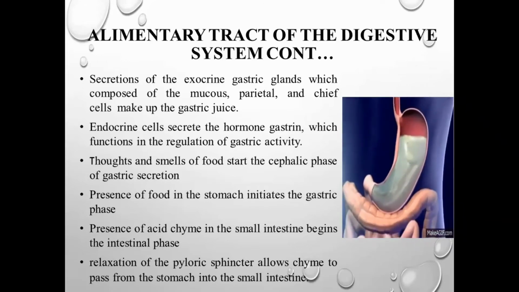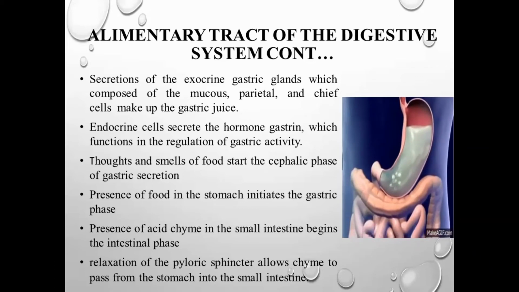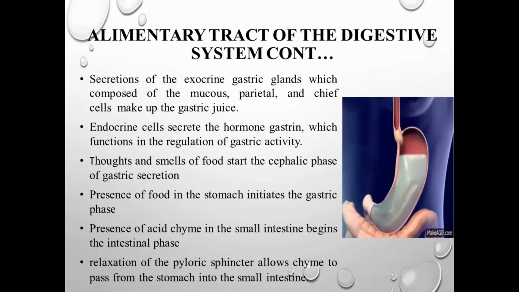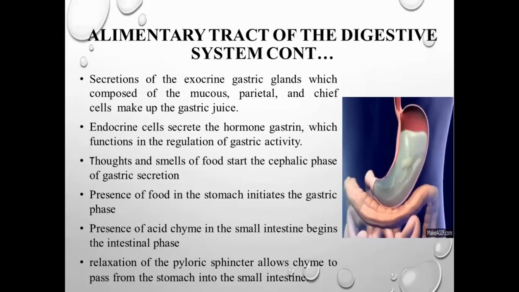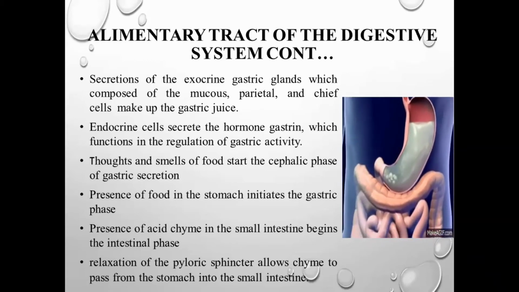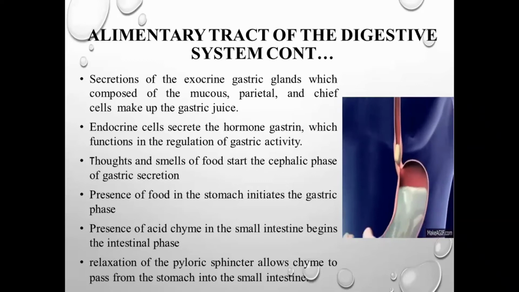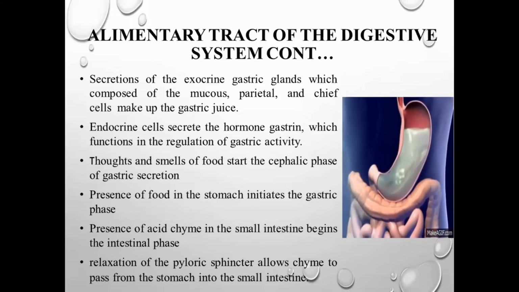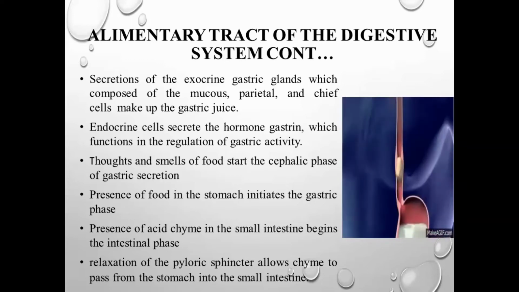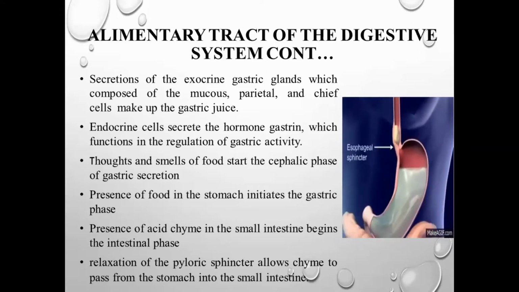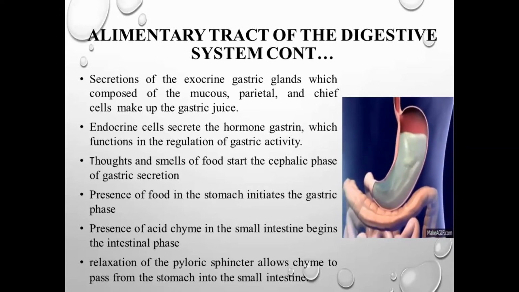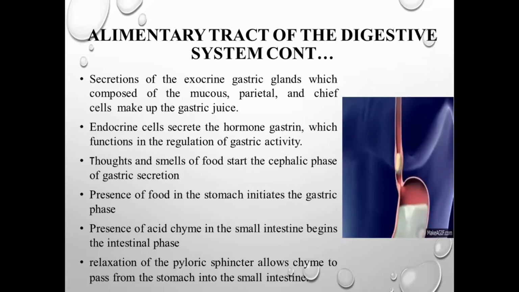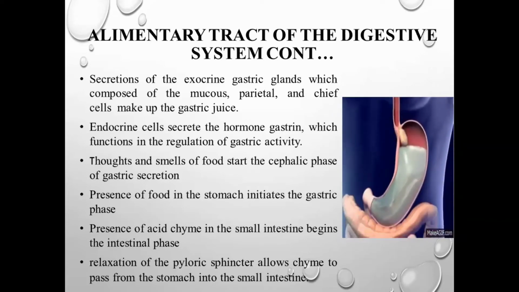The presence of acid chyme in the small intestine begins the intestinal phase. Till now, I have used the words semi-solid substance. That semi-solid substance, when it reaches the stomach, we call chyme. In summary, it resembles just like a pulp. We call this chyme. The pronunciation might vary from person to person. So this chyme will enter the duodenum and go to the small intestine.